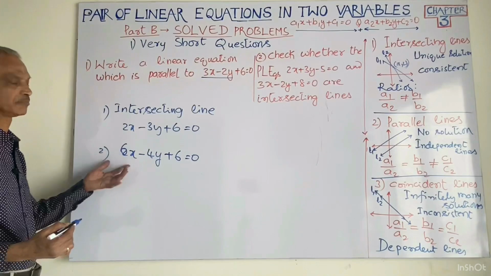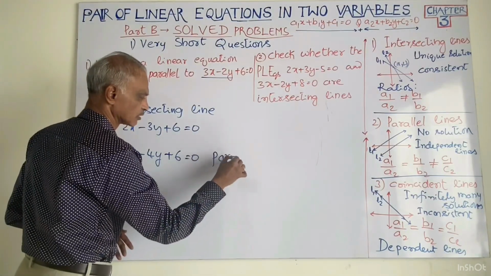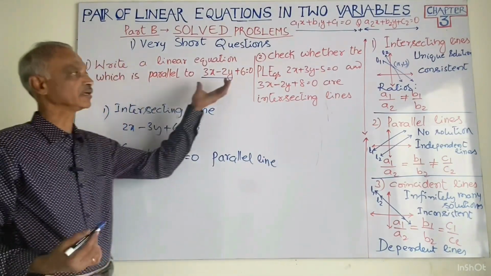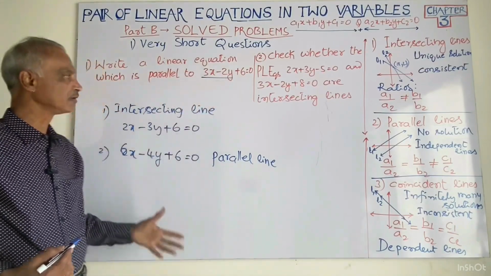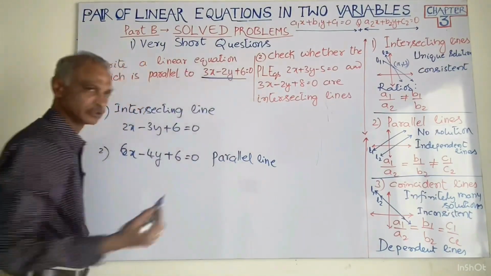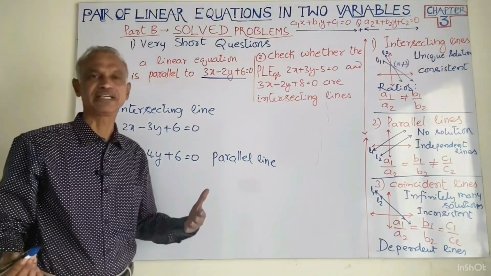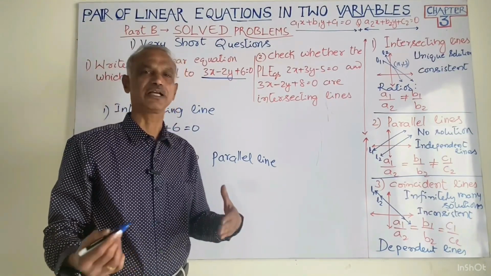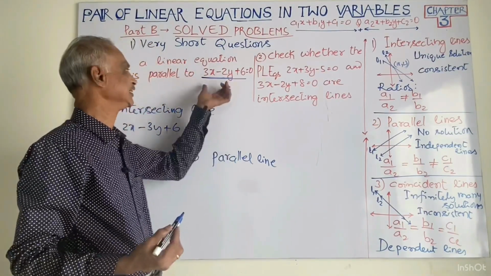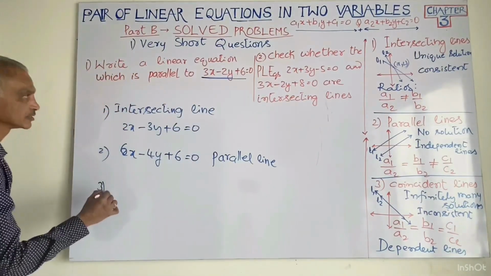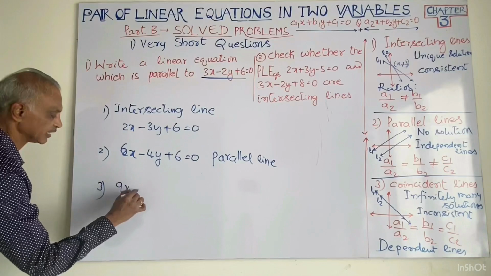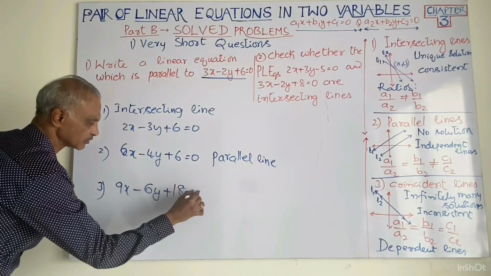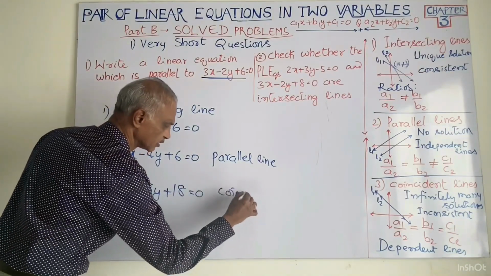This is the parallel line. Lastly, if you want to write a coincident line to this one, what do I have to write? Just multiply this with 2 or 3 or anything. Let us multiply it with 3. Third one: 3 3s are 9x minus 3 2s are 6y plus 3 6s are 18 is equal to 0. This is the coincident line.